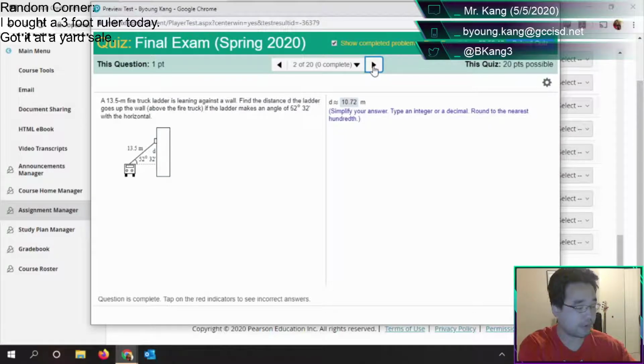This is just a right triangle problem. So you've got the hypotenuse, you've got the angle, you want the opposite side. So you should have used sine here. So set up sine of the angle equals opposite over hypotenuse.